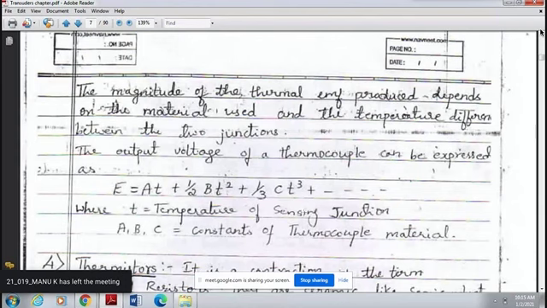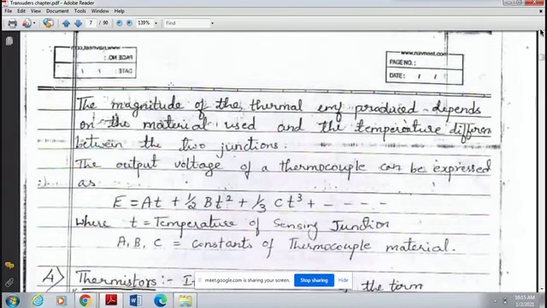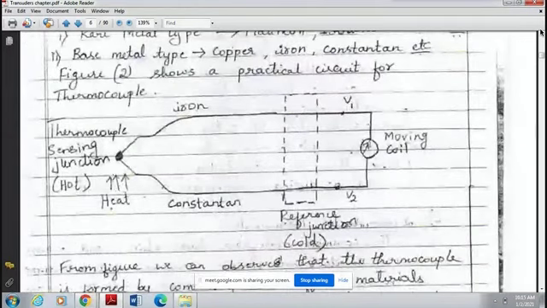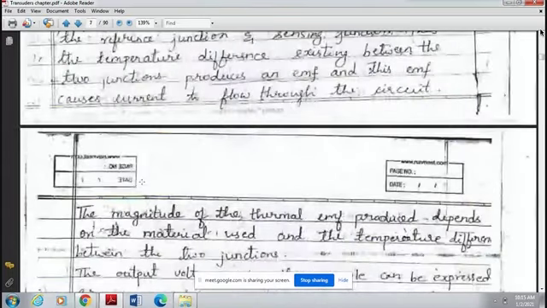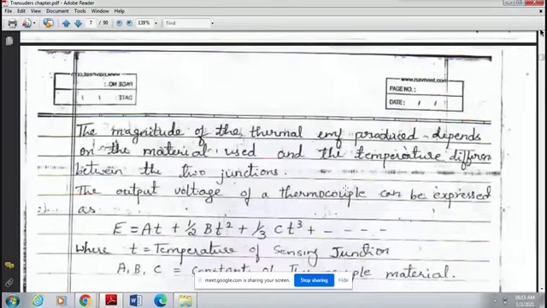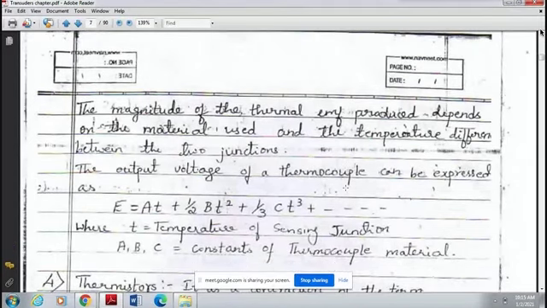a, b, c and so on are constants. T is the temperature of the sensing junction, whatever part this is. The temperature is sensed at this particular part. This is called the sensing junction. Whatever temperature is sensed will be indicated, so you have to enter that there and calculate the magnitude of the quantity.